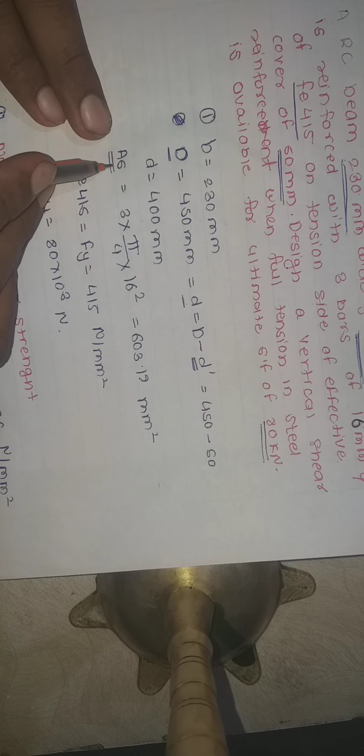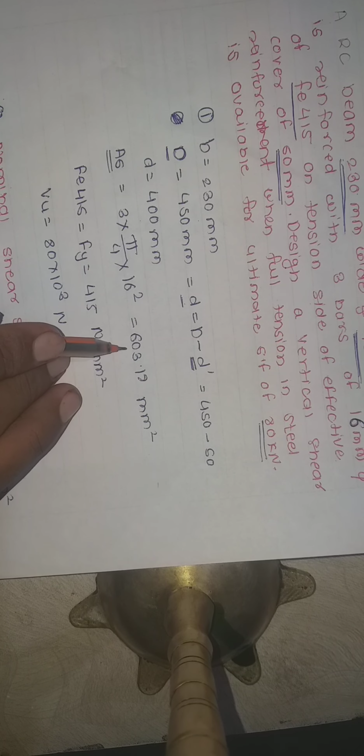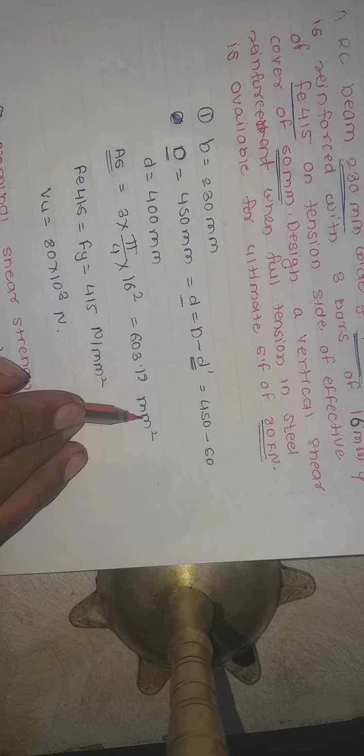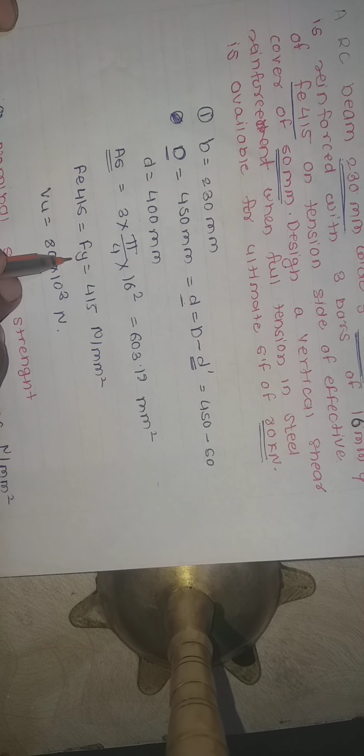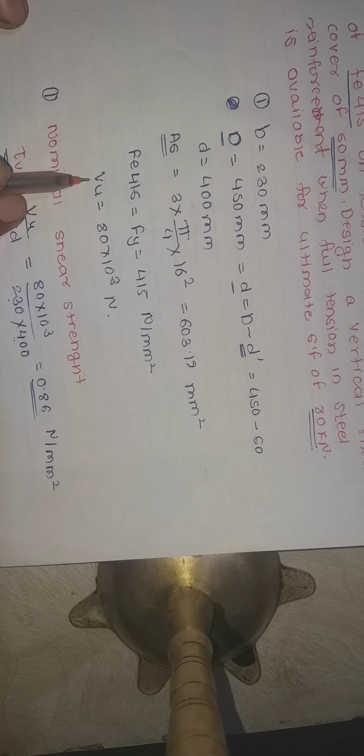Here is Ast, which means area of steel. The area of steel is given as 3 bars of 16 mm diameter. So 3 into pi by 4 into 16 square, where pi by 4 into 16 square is the area of one bar. This value is 603.18 mm square. The grade of the steel is fy 415 newton per mm square. Vu is the ultimate shear force, 18 into 10 raised to 3 newton.